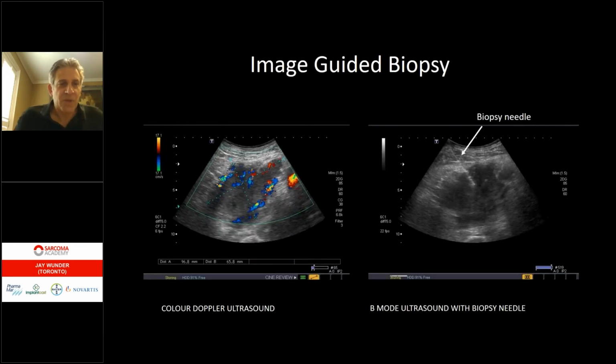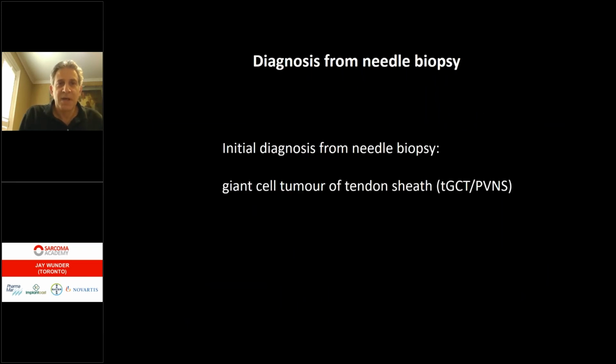So the patient had an ultrasound. It was hypoechoic. It was hypervascular, as we can see here, and he had an ultrasound-guided biopsy. So the diagnosis from the needle biopsy was giant cell tumor of tendon sheath, or what we would often in the past call PVNS.